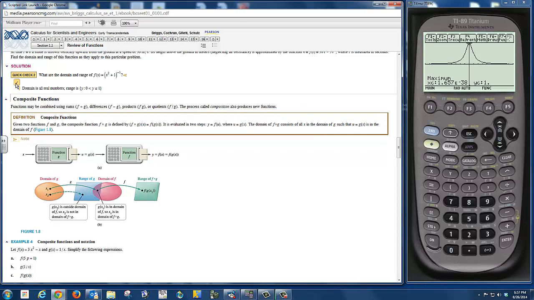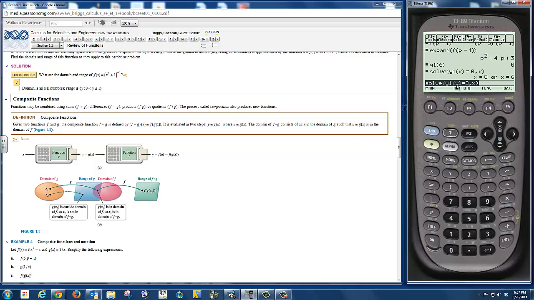And let's check. Right, the domain is all real numbers. The range is 0 to 1, including 1, but not including 0. Okay, so let's clear some things out here before we move on to the next section.